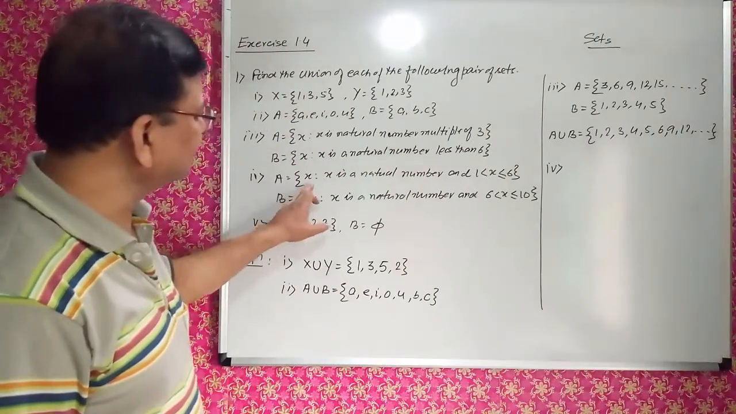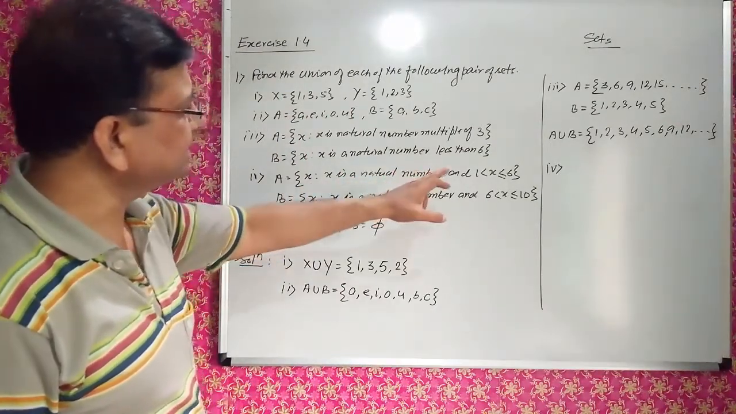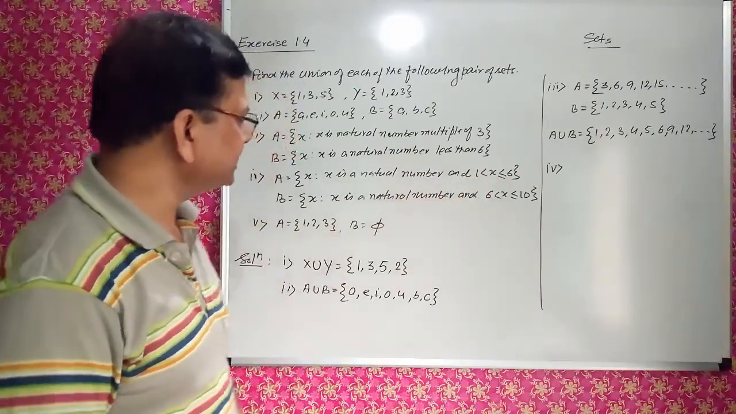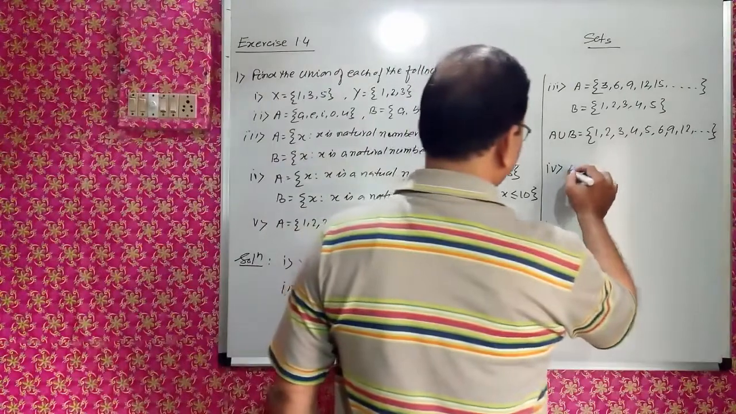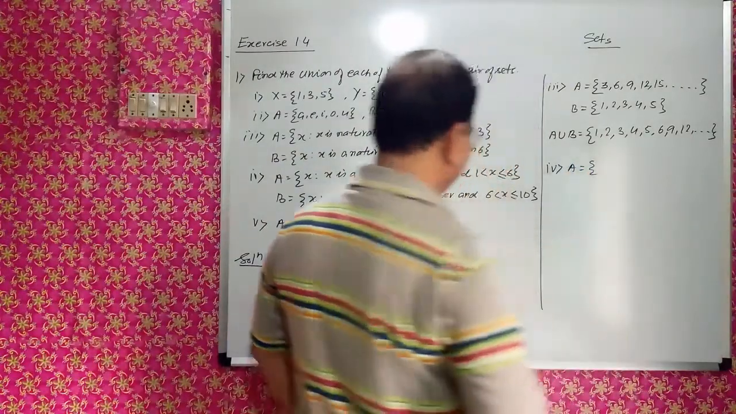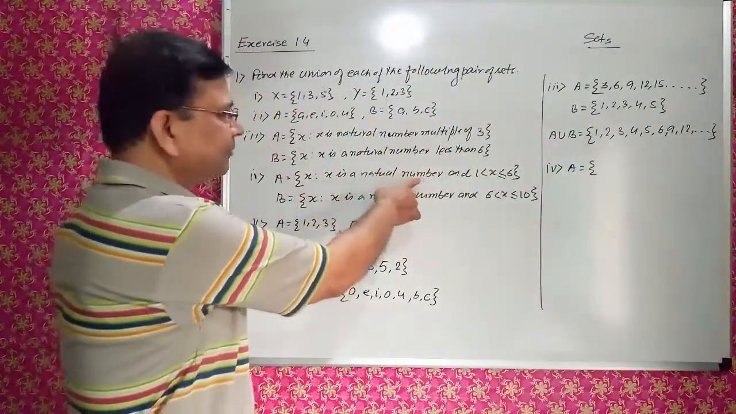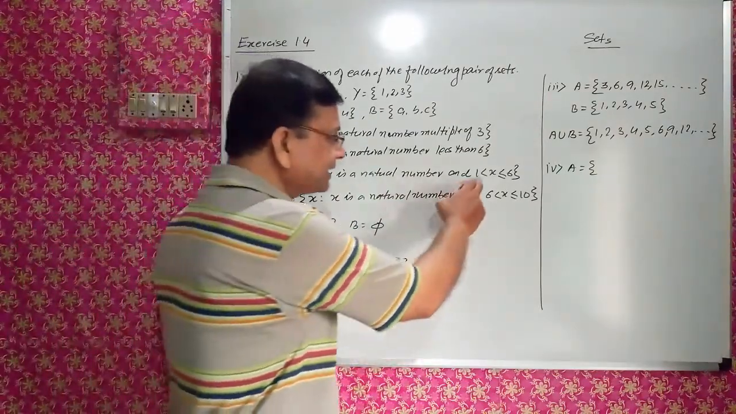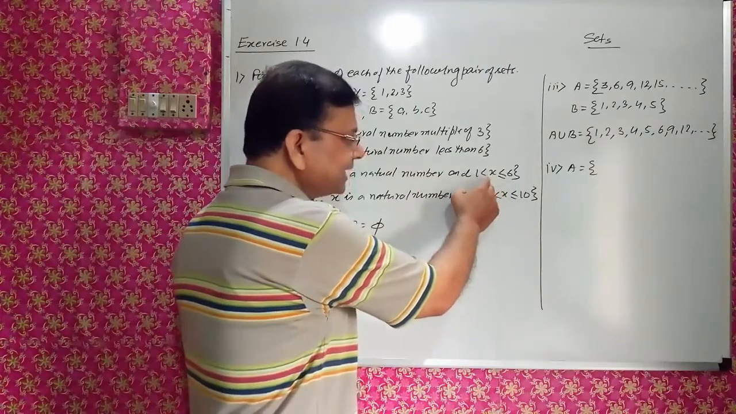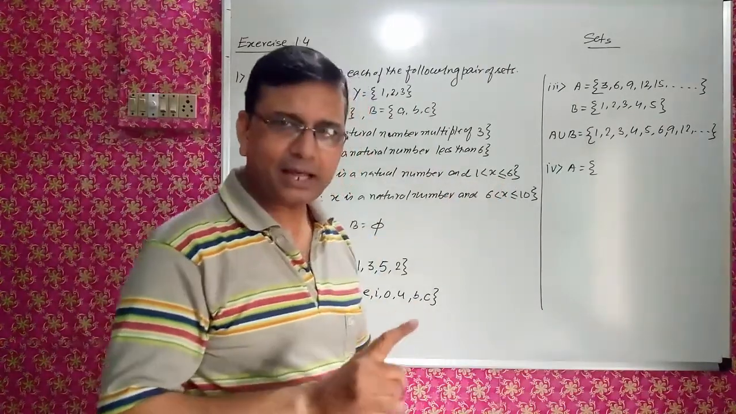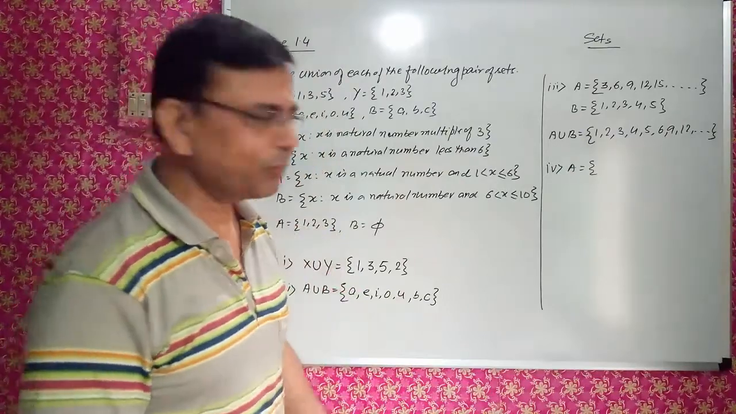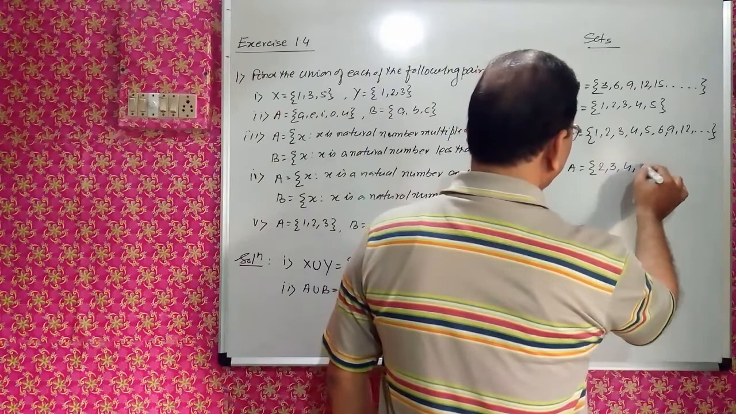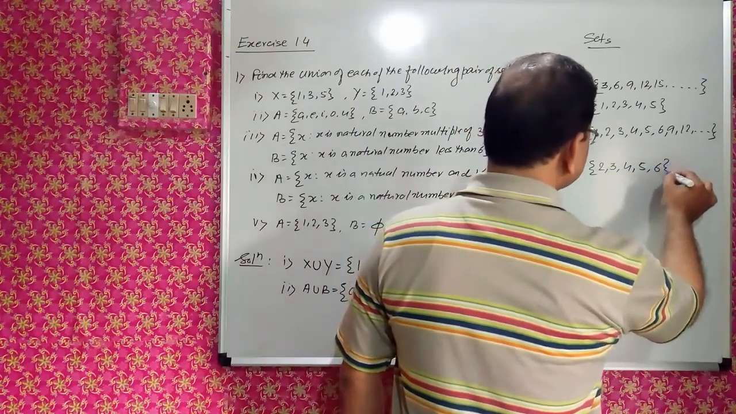Fourth, x is a natural number and x is greater than 1 and less than or equal to 6. So now let's make the set A. So x is a natural number. Natural number starts from 1, but the condition given is that x is greater than 1. So the first natural number which is greater than 1 is 2. So you write 2, 3, 4, 5 and 6.